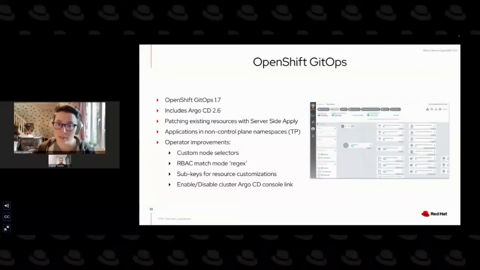There have been a bunch more improvements to the operator. You can now set custom node selectors in the Argo CD custom resource. Any additional selectors that are added will be merged with any existing ones, such as run on infra. We also added the ability for admins to disable the link to Argo CD from the OpenShift console. More information about the features I've mentioned, as well as a full list of updates and fixes, can be found in the release notes of OpenShift GitOps version 1.7. I'll hand over to Naina to talk about serverless.